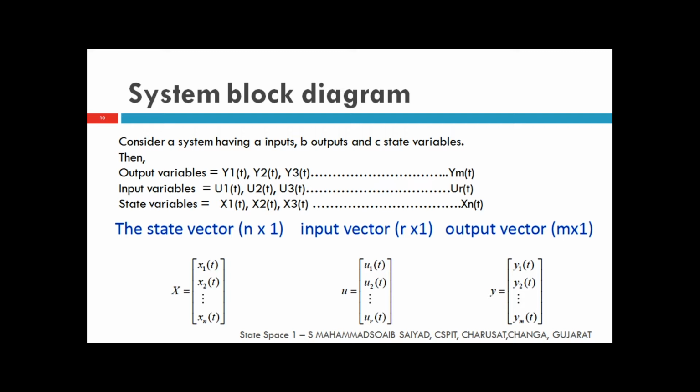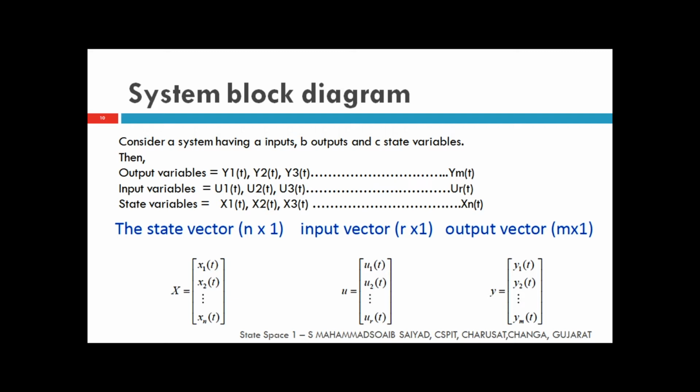As I have said earlier, in state space we will be expressing all the terms as vectors, whether it is the input vector, output vector, or the state vector. So most probably we will be having all the matrices. The matrices will be either n cross 1, r cross 1, m cross 1, or n cross n matrices. The dimensions of the matrices depend on the system order.